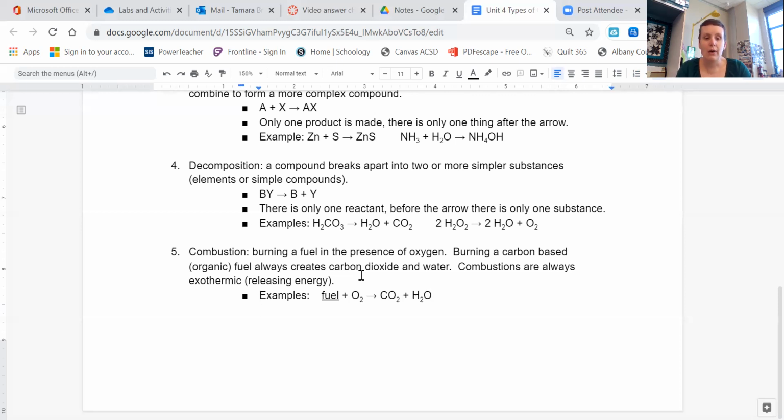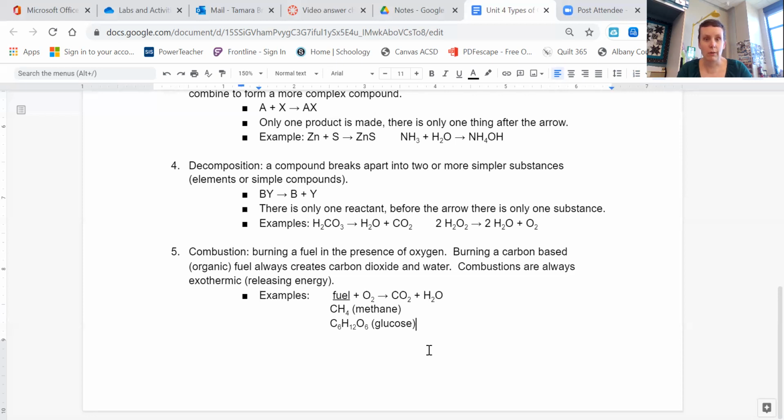Now, what I'm going to do now is I'm going to go through and I'm going to list some examples of fuels. Okay, so CH4 can be a fuel. That's methane. Just going to go with what I have. C6H12O6. Hopefully you recognize that one from biology, but that's glucose.